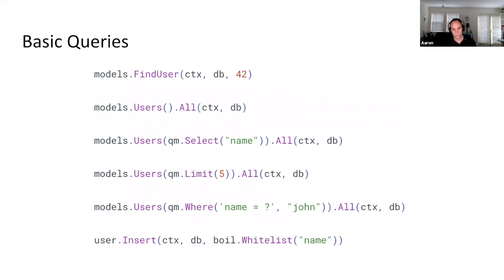And the last one is just inserting the user with a whitelist, which says only insert name. Don't insert any of the other columns. Assume their default values, and you need to return those for me. So these are basic queries.